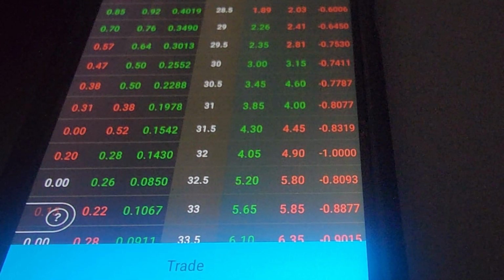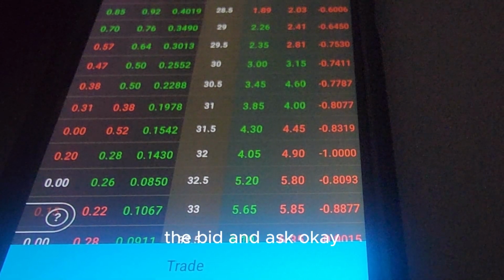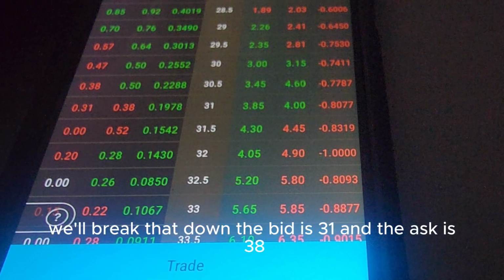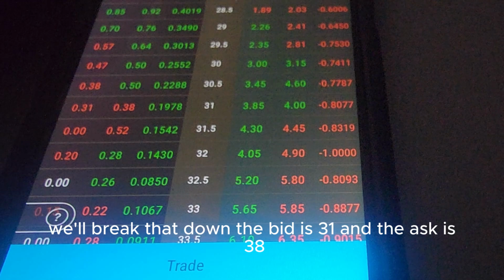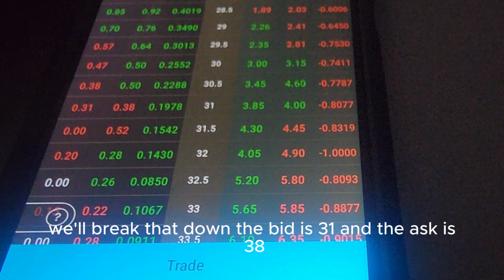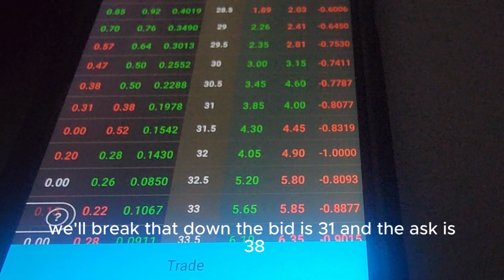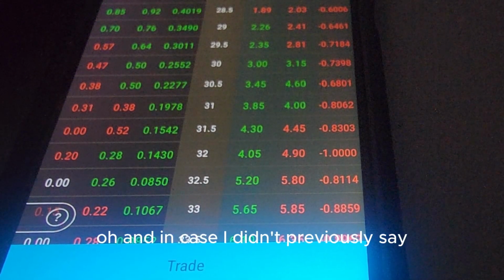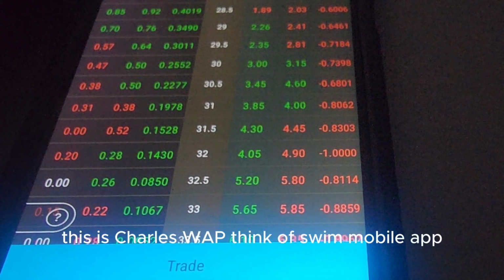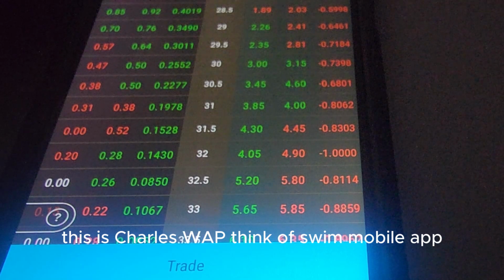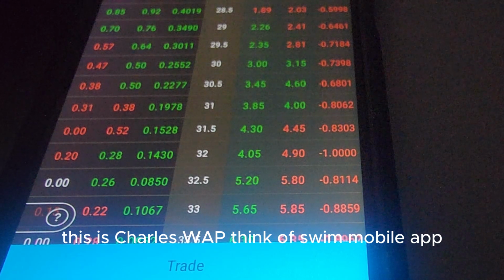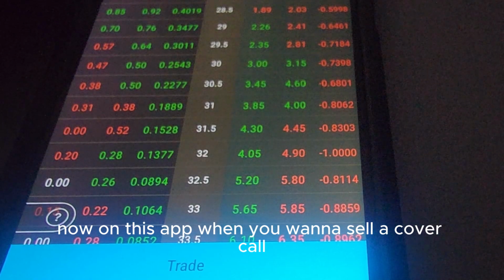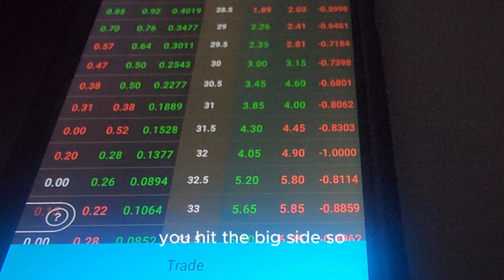Now, the bid and ask, okay, we'll break that down. The bid is 31 and the ask is 38. Oh, and in case I didn't previously say, this is Charles Schwab Thinkorswim mobile app. Now on this app, when you want to sell a covered call, you hit the bid side.